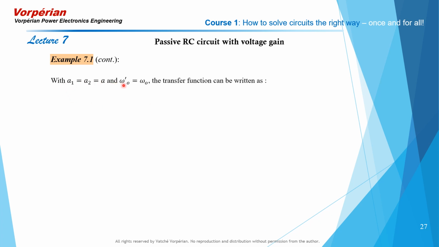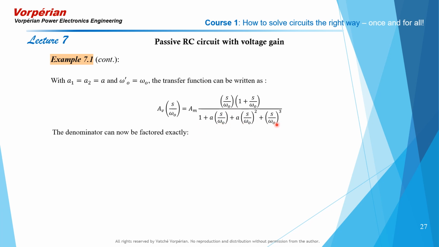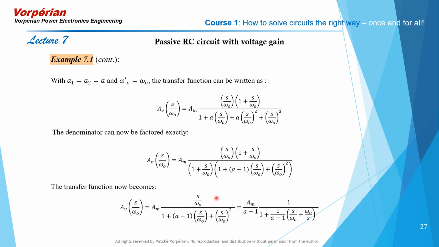When these two conditions are satisfied, the transfer function can be written as follows. In it, the denominator factors exactly into a quadratic and a pole that is equal to the zero, and we get the pole zero cancellation we were looking for. This will reduce the transfer function to a second order symmetric bandpass transfer function. This is what we were looking for.